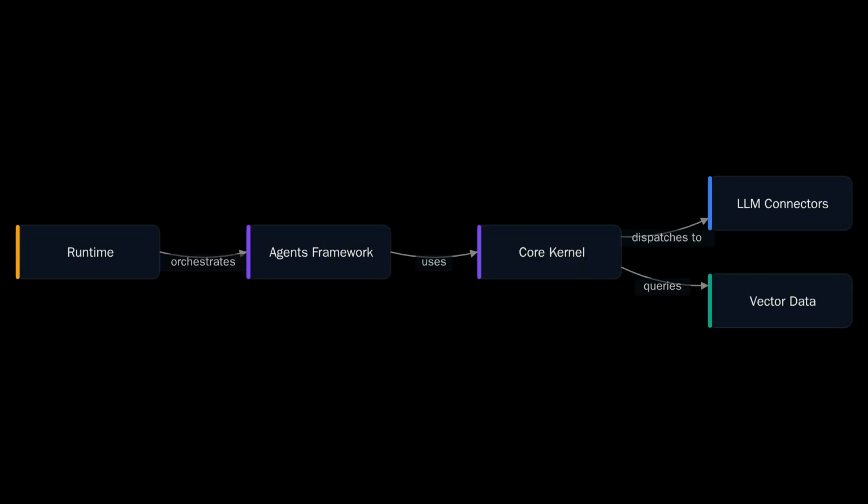Let's zoom out and look at the architecture. At the center is the core kernel, your service bus, and execution context. The agents framework sits on top, wrapping chat completions with instructions and tools. The kernel dispatches requests to LLM connectors, which abstract away provider differences. OpenAI, Azure, Anthropic, Google, you name it. Vector data provides semantic search, and the runtime layer orchestrates multi-agent messaging. It's a layered design: kernel, agents, connectors, orchestration.